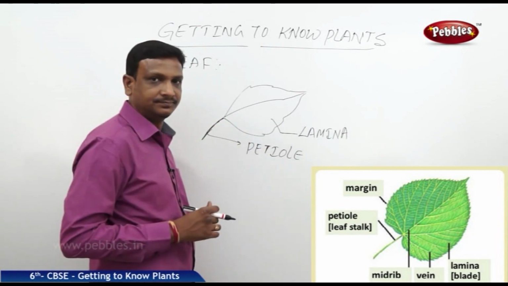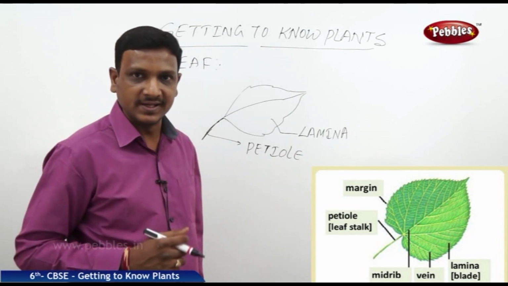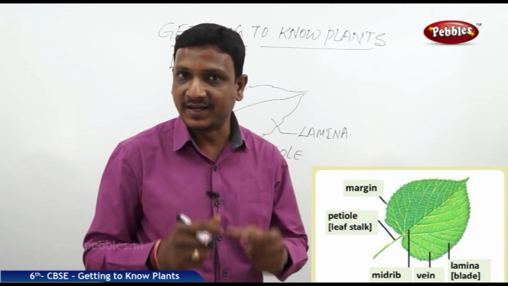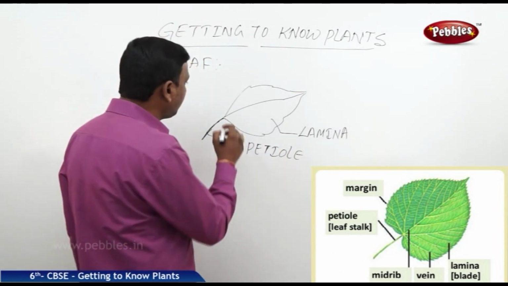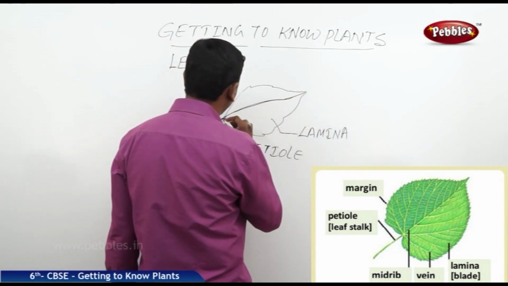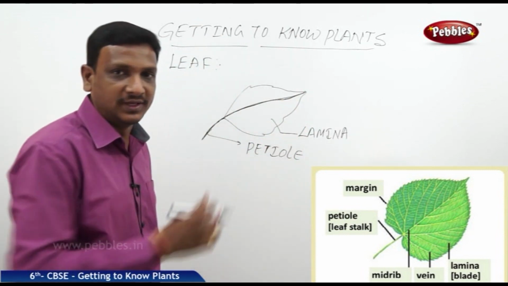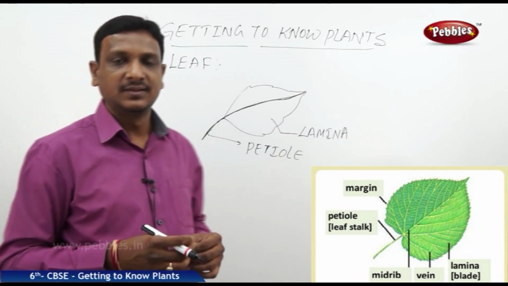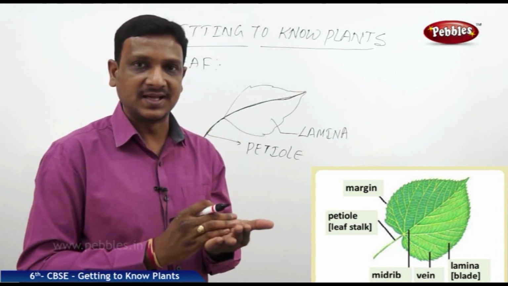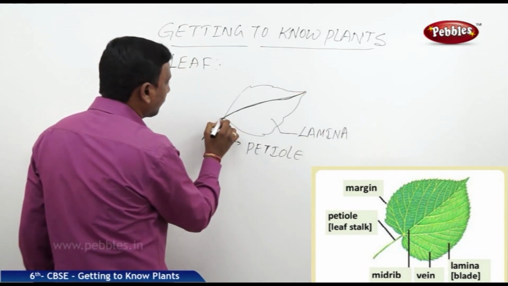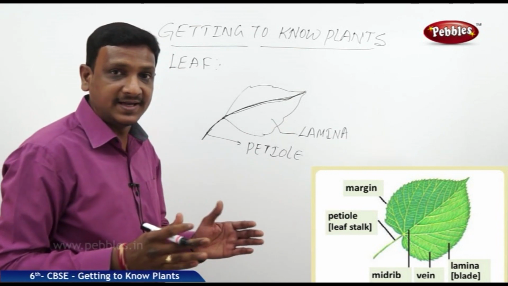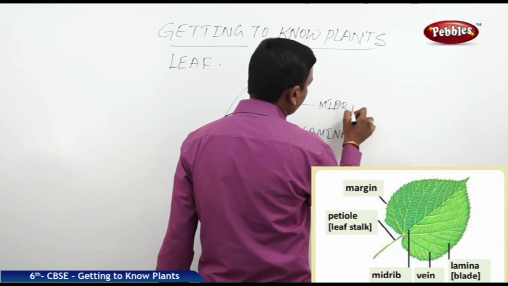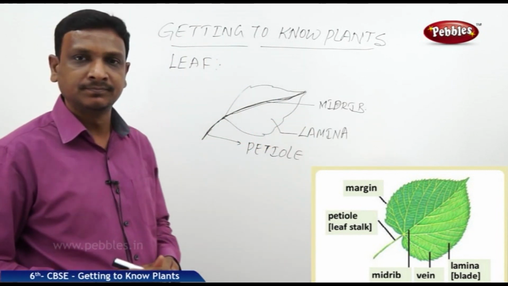There are some more parts in the leaf that you can observe if you look closely, with the help of a magnifying glass or with the naked eye. You will find a deep line at the center of the leaf. You can observe this if you turn the leaf upside down and look at the back side. You can find a thick elongated structure which is dividing the leaf into two. That is called the midrib.